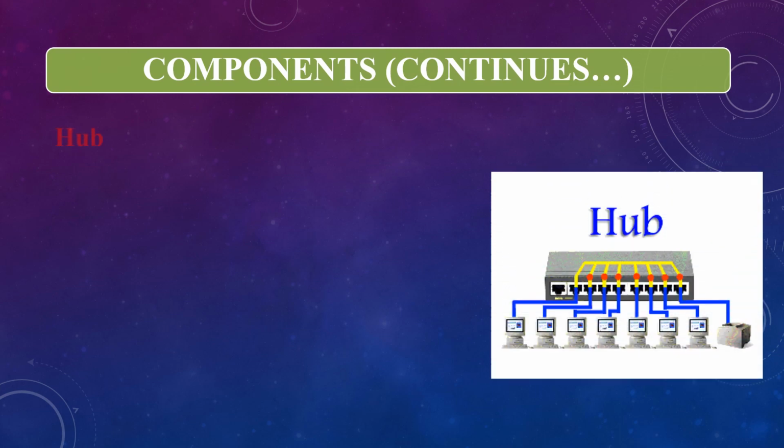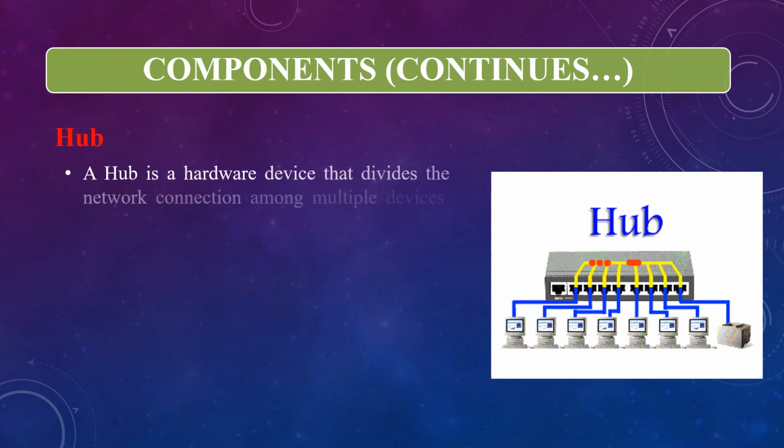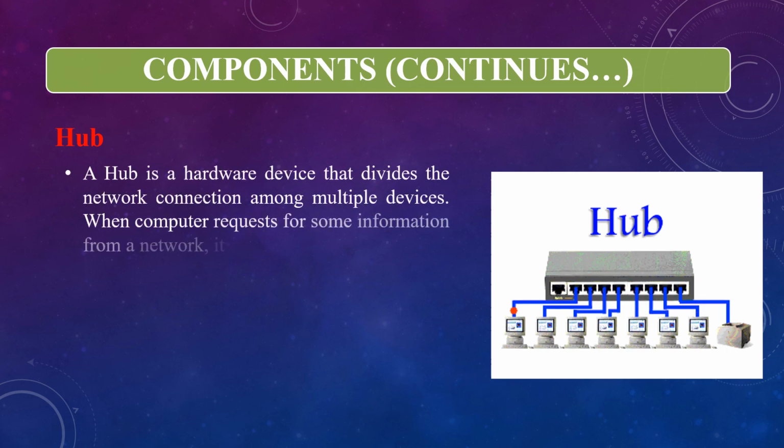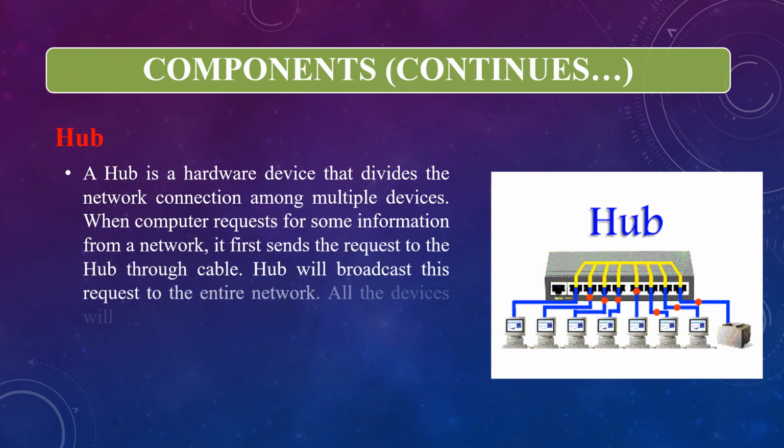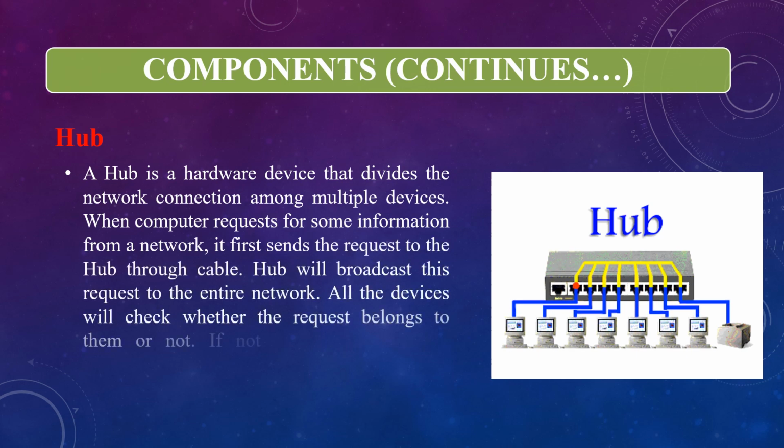Now let's learn about the hub. A hub is a hardware device that divides the network connection among multiple devices. When a computer requests some information from a network, it first sends the request to the hub through a cable. The hub will broadcast this request to the entire network. All the devices will check whether the request belongs to them or not. If not, the request will be dropped.